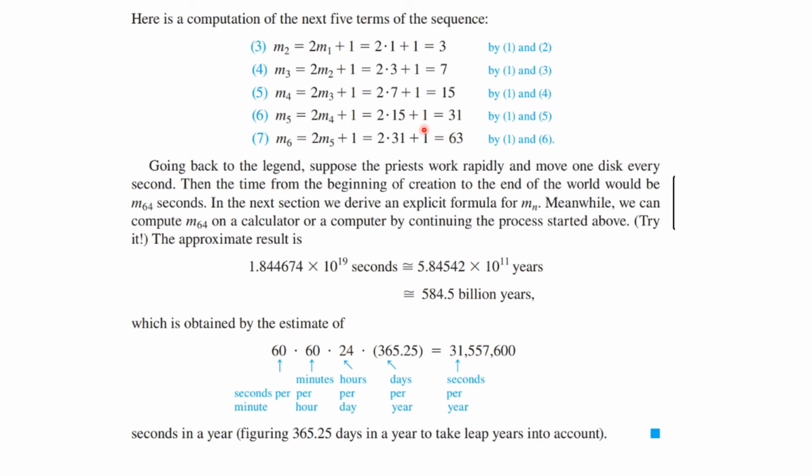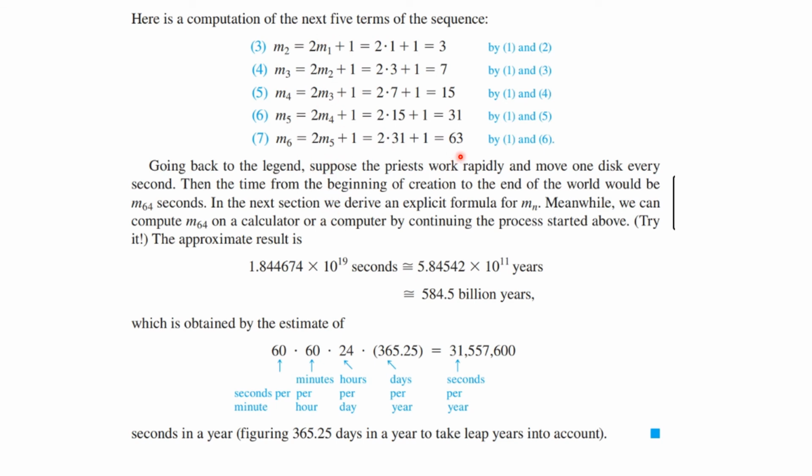But now what we're going to do is try to find a closed form for that. Not a recursion relationship, but solve it so there's a closed form answer. So here is a computation of the next 5 moves. We got 1 and 2, so M2 is going to be 2M1 plus 1, and that's going to be 3, and you see we're just iterating on this.